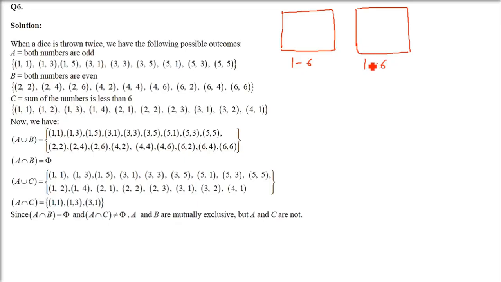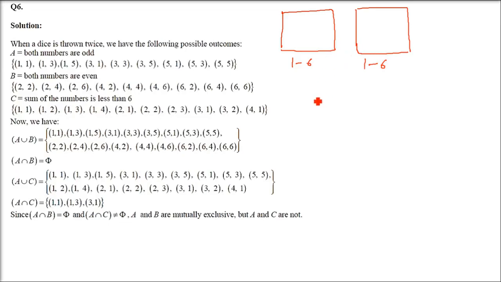So we have A here, both numbers are odd. B is both numbers are even. Then we have to find C also, sum of the numbers is less than 6. Then we have to find A union B, A intersection B, A union C, A intersection C, and which pairs of events are mutually exclusive. Right. So let us start with making the sample space.